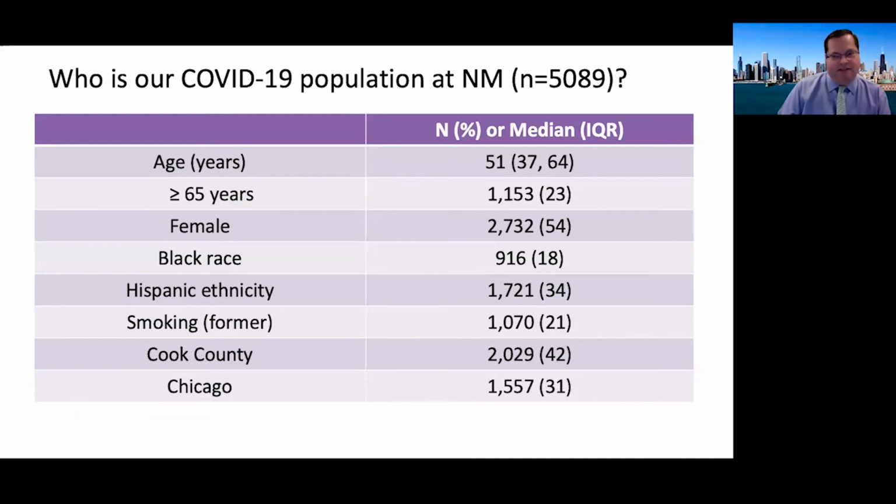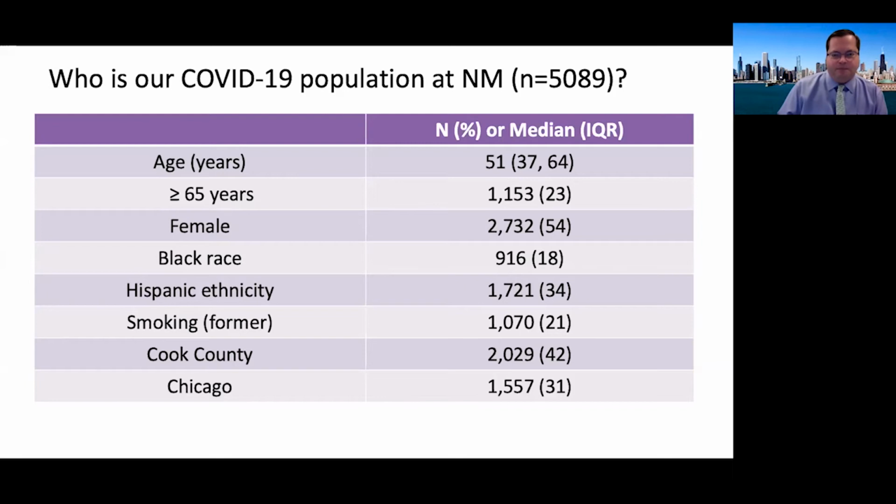had about 5,000 patients. These include hospitalized and outpatients. Hospitalized accounts for about 40% of our overall data set. The average age was 51, 23% were over 65. Again, highlighting that it's not just older adults that are getting sick. About 18% were Black race, 34% Hispanic. We're going through because there were a lot of missings. Prior smoking was present in about 20%, and about a third of the patients lived here in Chicago.